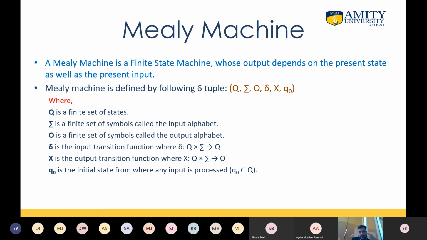Definitions are here. Q is finite set of states, sigma is the finite set of symbols called input alphabet, and here O is a finite set of symbols which is output alphabet, which was not available in DFA and NDFA. Then delta is the transition function, which is Q cross sigma to Q, and X is the output transition function, where X is Q cross sigma to O, and Q0 is again the initial state.